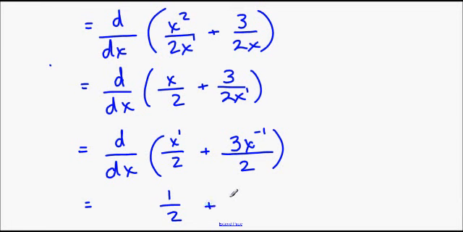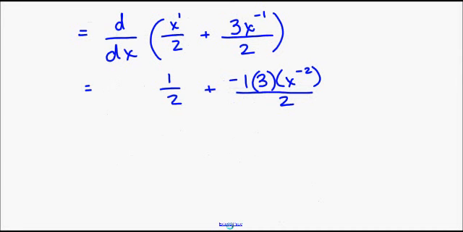Plus, let's bring this out in front, so -1 times 3, and then we have x to the -2 over 2. Okay, so this is 1/2 minus 3/2 x to the -2. And this is our derivative of the function.